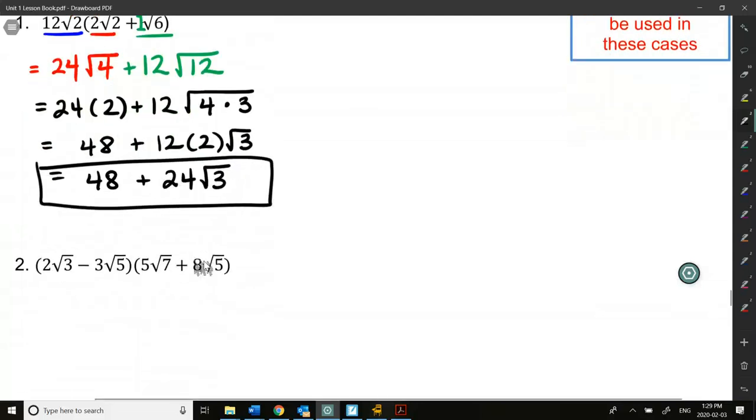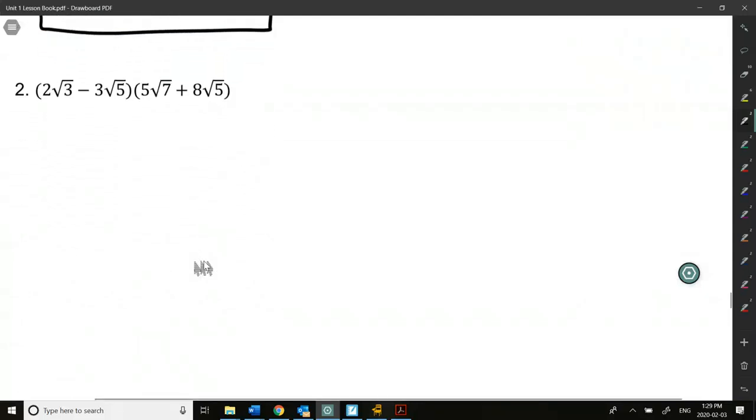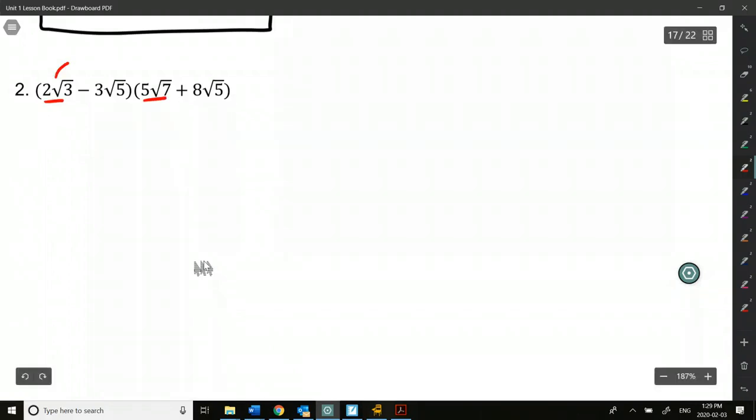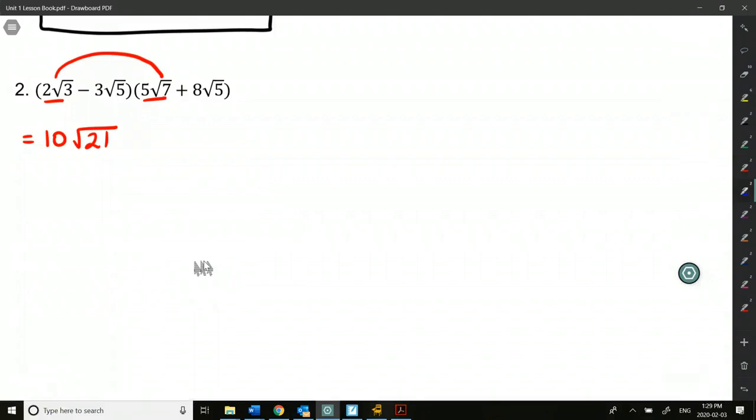Okay, let's try one more. We're going to do FOIL with this guy. So we're going to do firsts. Power to FOIL, Judy. Okay, so just focus in on these two right now. I want to do 2 root 3 times 5 root 7. So we're going to take it slow for this one. 2 times 5, and root 3 times root 7 will be root 21. Perfect. So we get 10 root 21 for the first ones.